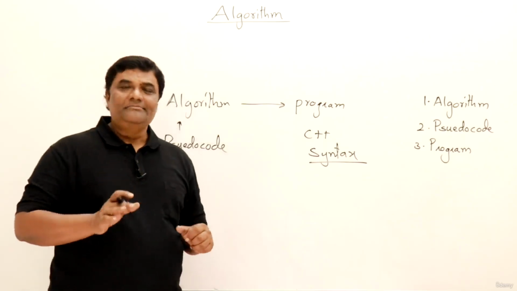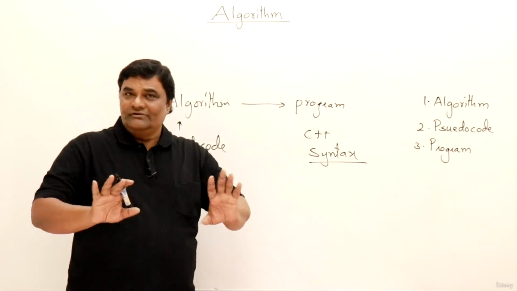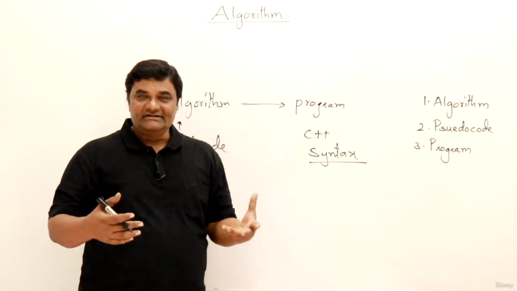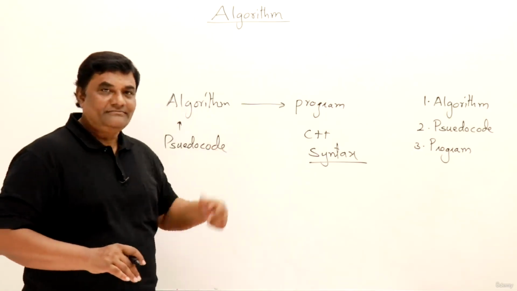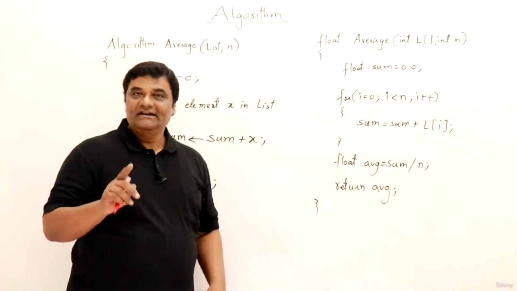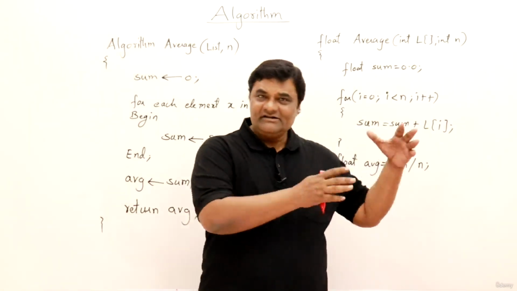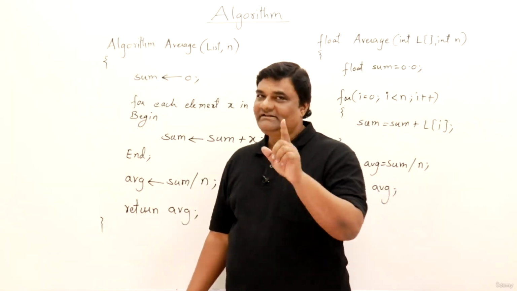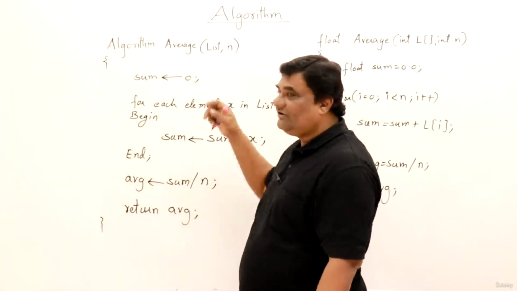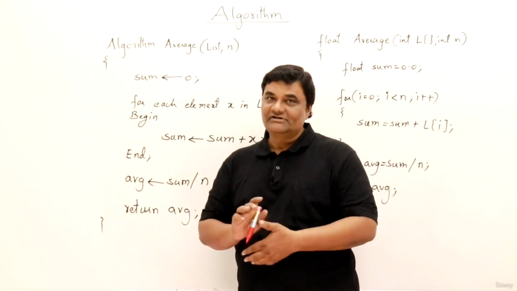Now let me write an example algorithm, and also for that I will write a C++ program, though I am not going to explain how that program is written, just a sample to look at. Here I have an example algorithm as well as a program, a C++ program. That is not a complete program, just a function. Let us study this. This is for finding the average of a list of elements. I have a collection of elements, I want to find out the average.